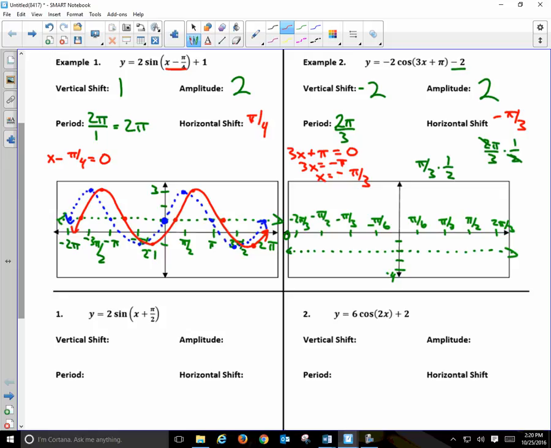First, let's make a ghost graph. Where is this going to start? Max, min, or middle? It's cosine, so it starts at the max or min. Which one's it going to be? Minimum because it's negative. Where do I go from there? Up and up, down and down.